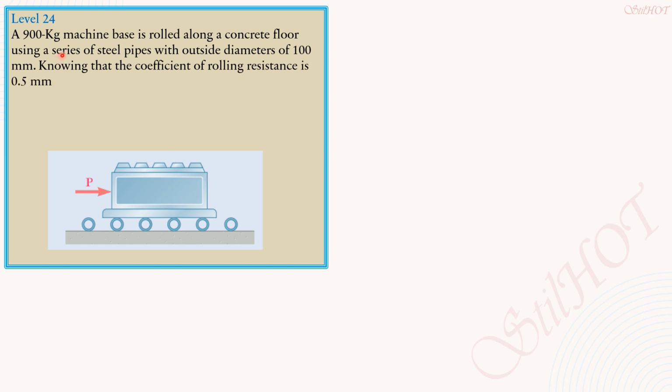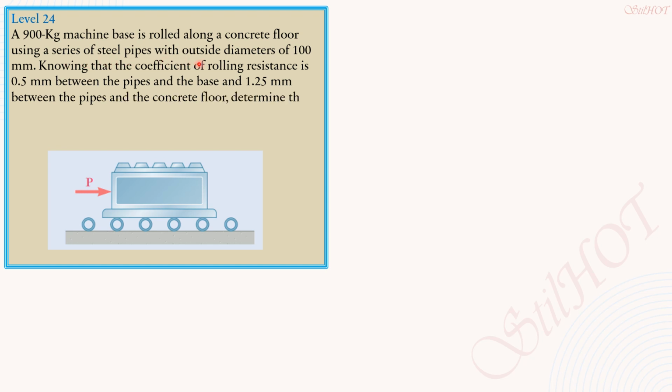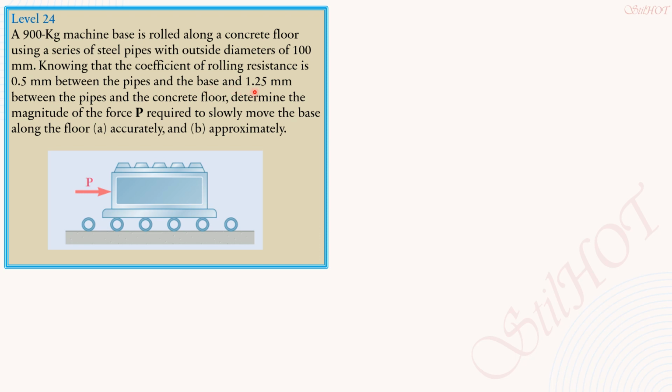A 900 kilogram machine base is rolled along a concrete floor using a series of steel pipes with outside diameters of 100 mm. Knowing that the coefficient of rolling resistance is 0.5 mm between the pipes and the base and 1.25 mm between the pipes and the concrete floor, determine the magnitude of the force P required to slowly move the base along the floor. Part A accurately and Part B approximately.